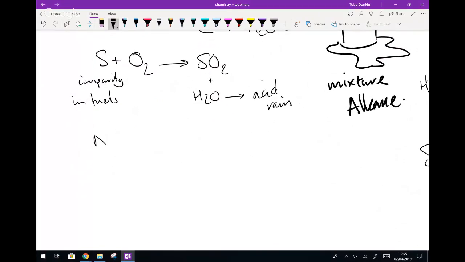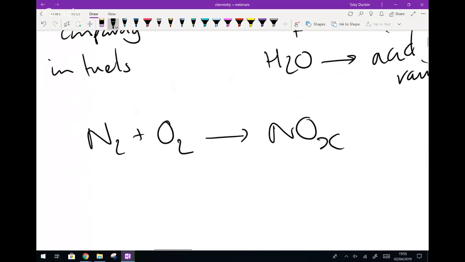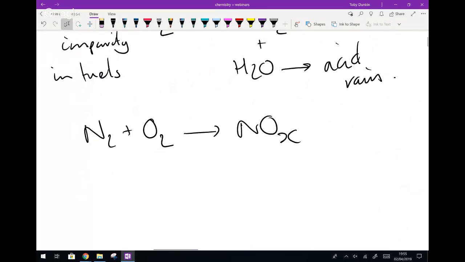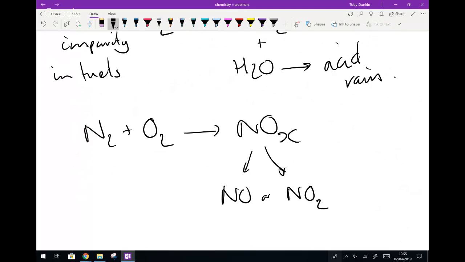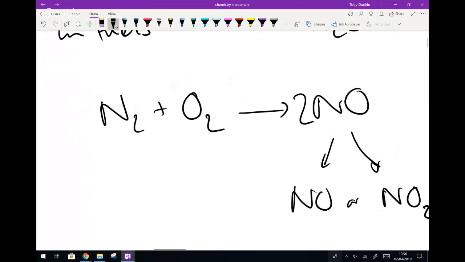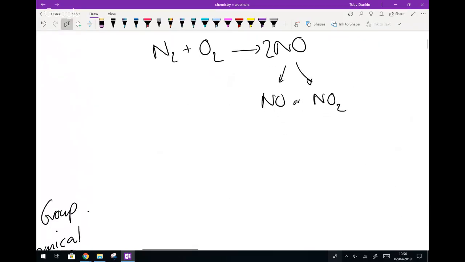We can also burn nitrogen. Now, there are a couple of things that cause acid rain, including SO2 and NOx. NOx, of course, means that it's nitrogen monoxide or nitrogen dioxide. Both of them are produced. So I can sum it up with the NOx. If I was going to balance it, I'd put one in. I always tend to go with NO because it's easier to balance. It's just simpler.